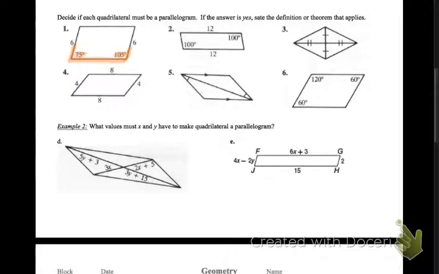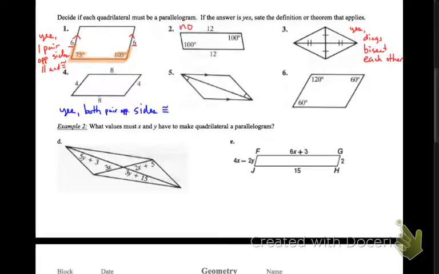Did you see these same side interior angles that were supplementary right there? 75 plus 105 equals 180. You needed that in order to say that yes, we have one set of sides that is both parallel and congruent.